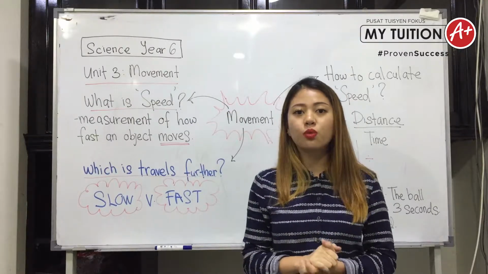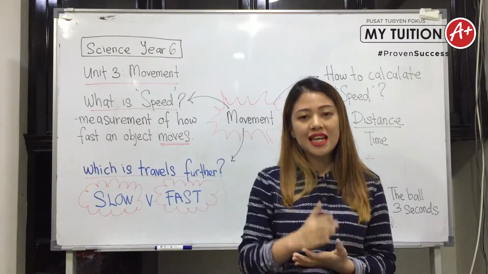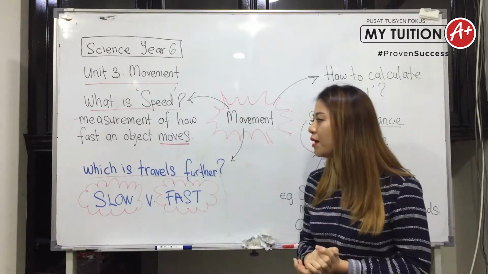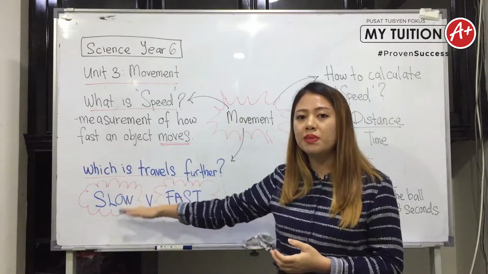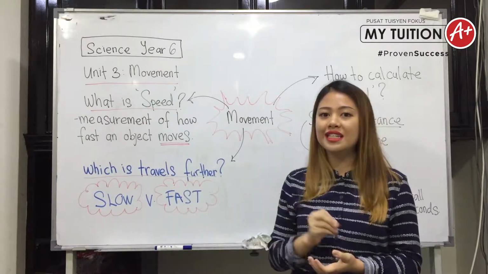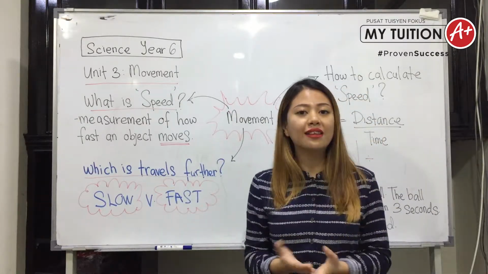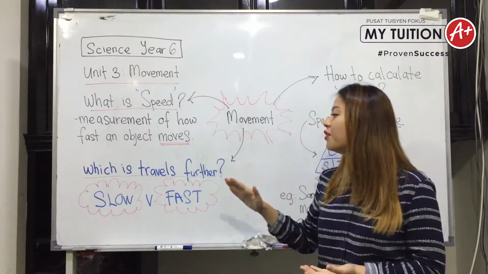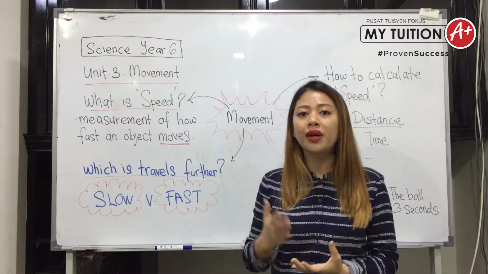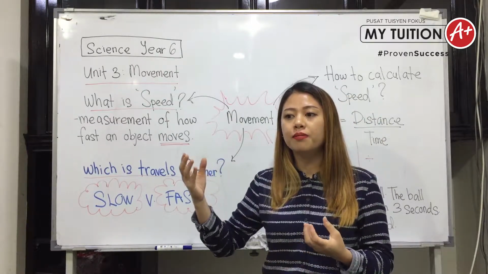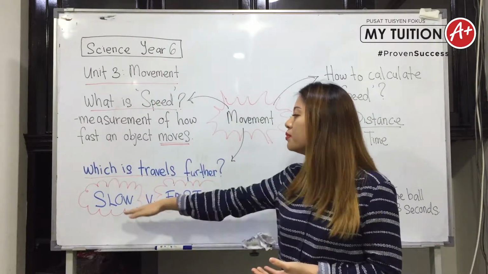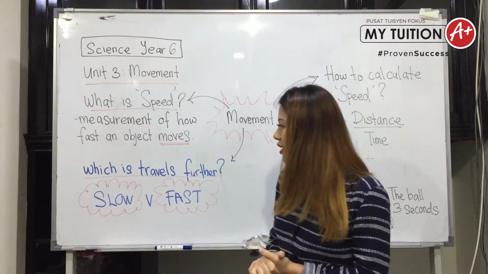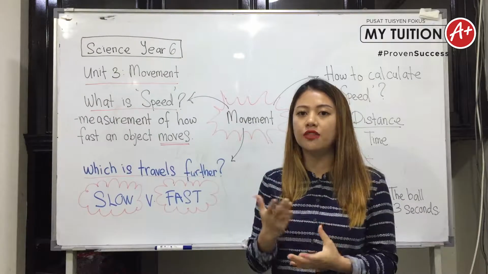In order to test which travels faster, we need to test it at a given time, a specific time. The same amount of time given for both speeds of object to travel a distance. Once we conduct the experiment, we'll be able to identify that objects that travel faster will cover a greater distance as compared to objects that travel slower in a specific time. So that is the general idea of speed.